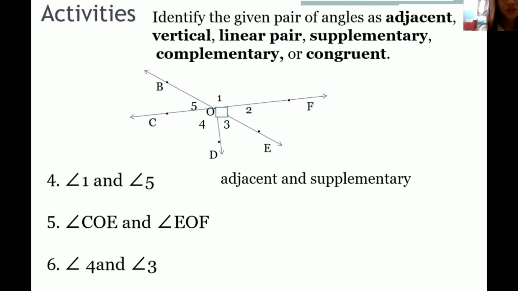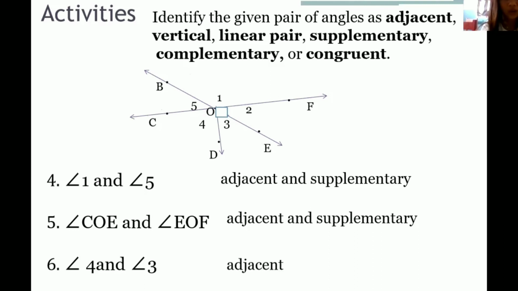Next, angle COE and EOF. So angle COE and EOF are also adjacent and supplementary. Okay, this is a straight line. They have a common side, which is OE, and this equals 180 degrees. So they are supplementary.